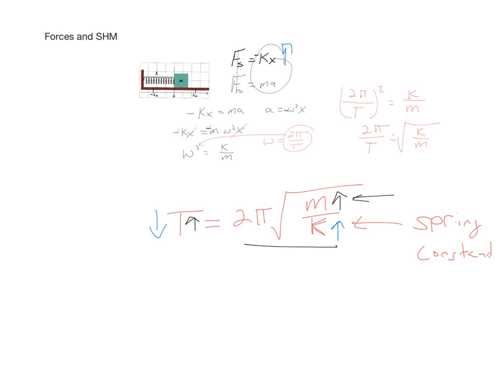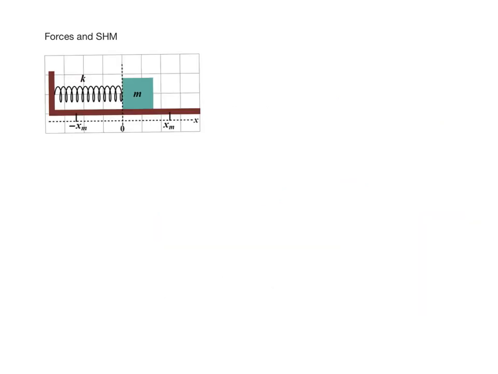And you're going to see this form where the period is equal to 2 pi times the square root of a series of variables over different types of simple harmonic motion situations. In order to understand those situations, we have to look at this situation in a little different way. We're still starting with the same exact equation, where the force equals k times x and the force is equal to ma. So the negative signs cancel out.